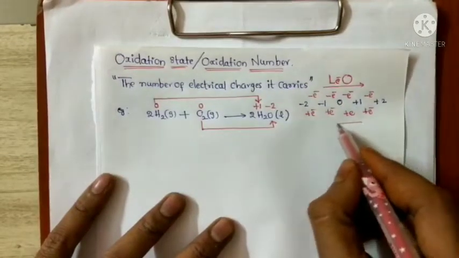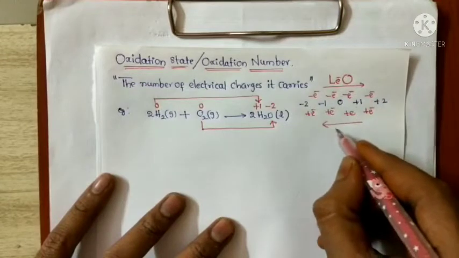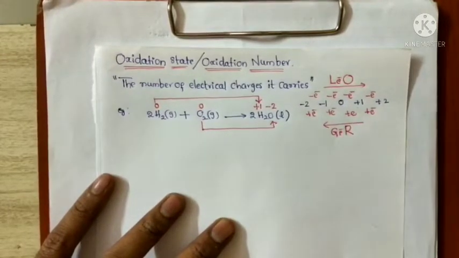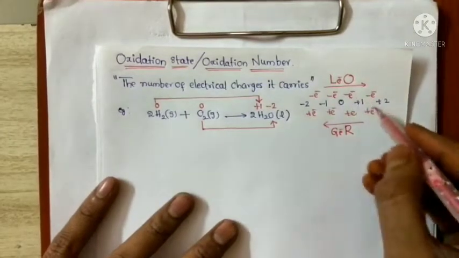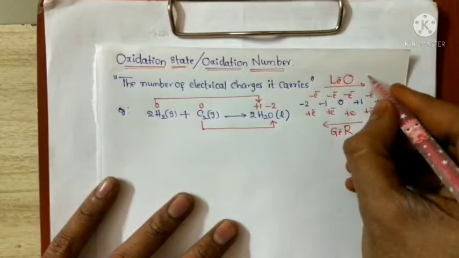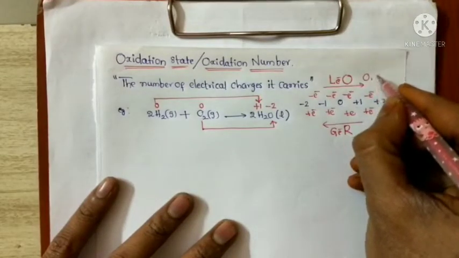So from right to left, electrons are being gained. That's why gain of electrons is nothing but reduction. And from left to right, from -1 to +2, the oxidation state increases.